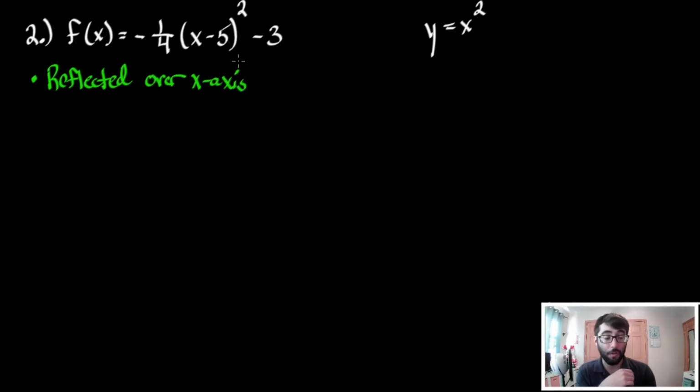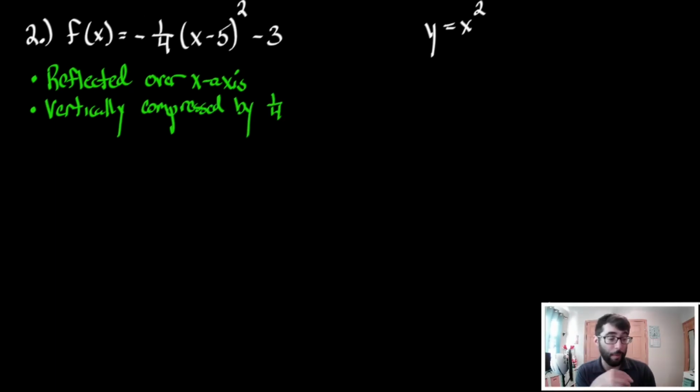Now the next transformation I see is this 1/4 here. Not -1/4, just +1/4. The negative is just a reflection. What this 1/4 here would be doing is actually vertically compressing the graph. It's going to make it appear a lot wider. So this is going to be vertically compressed by 1/4, not -1/4, +1/4.